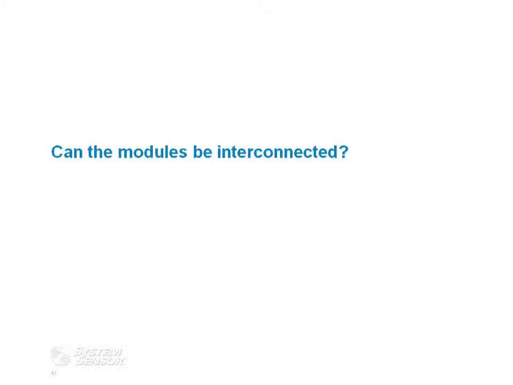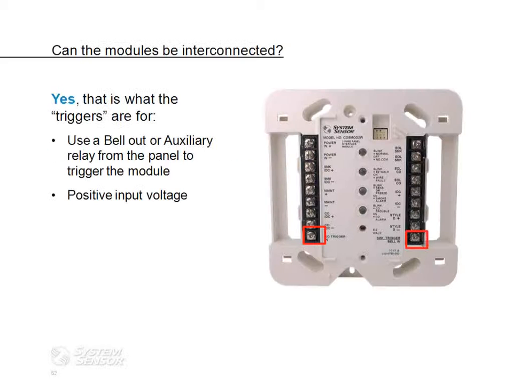Can the module be interconnected? Yes, if you go beyond the 12 detectors per module, or if you want to split up floors into zones, so that perhaps you have upstairs on one zone, downstairs on another zone, there are actually triggers, highlighted there in red on the module, that can be used to activate the sounders of all detectors on that module's loop.